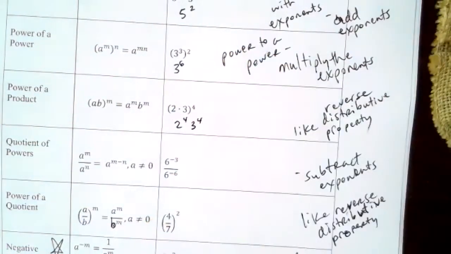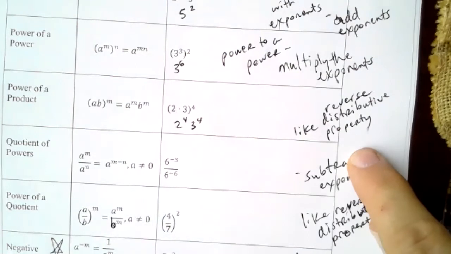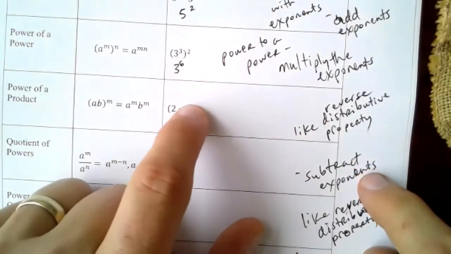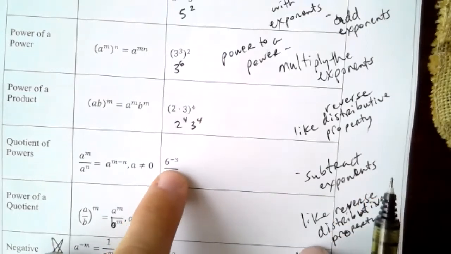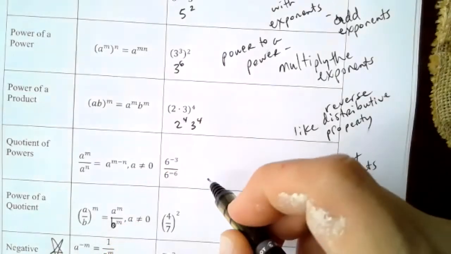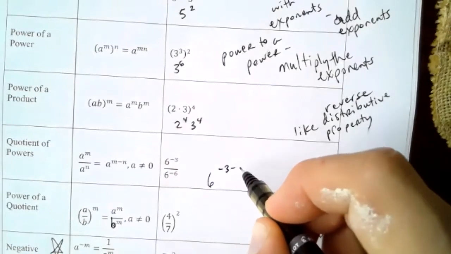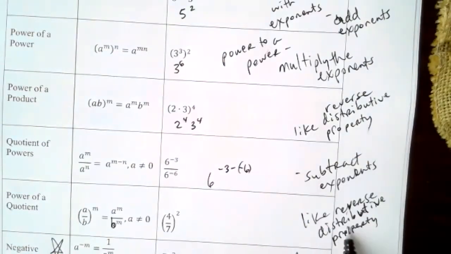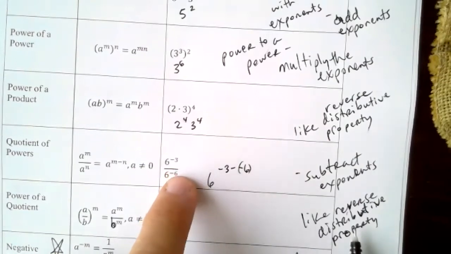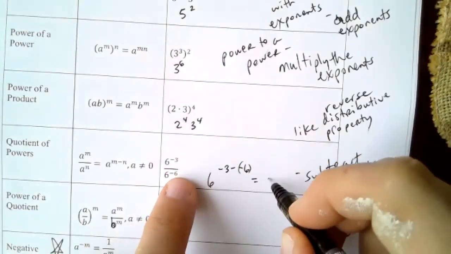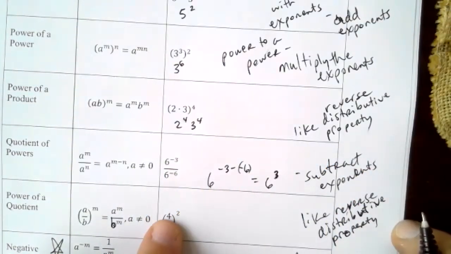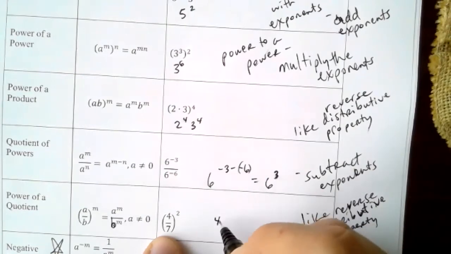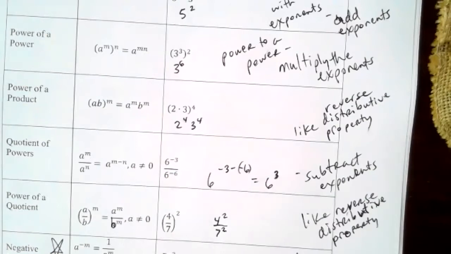All right, this is reverse distributive property. I'm going to say that several times. Power of a product. You're going to take that 4 and give it to both terms here. In this case, it looks like a subtraction sign in between, so you're going to take your like base and subtract the 2 exponents. -3 minus -6 turns out to be 3. So that's 6 to the 3 power. And then this is also reverse distributive property. So we've got 4 squared over 7 squared.